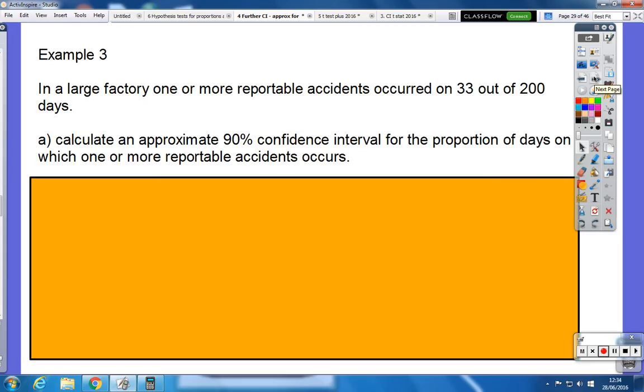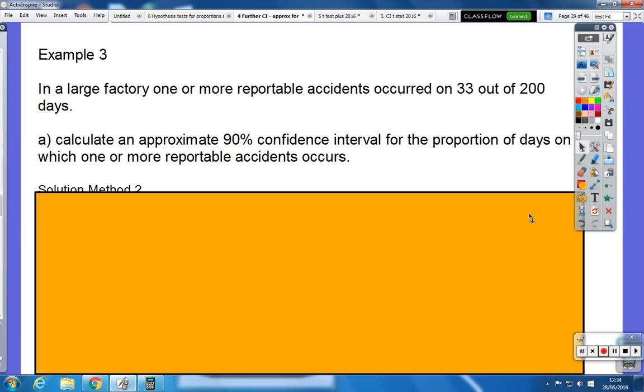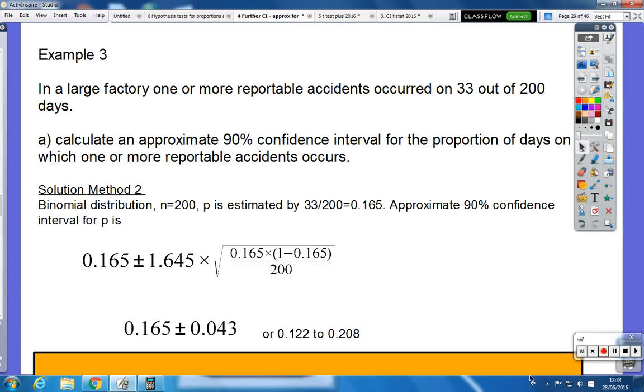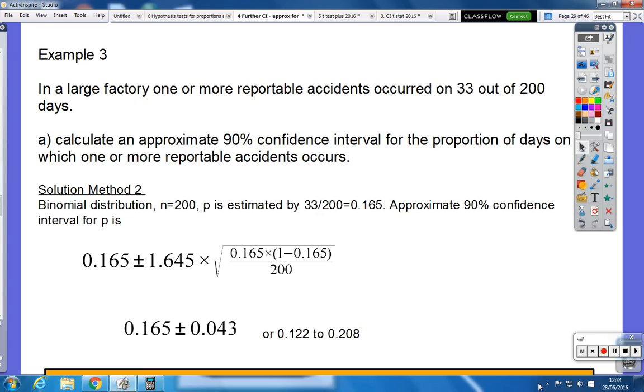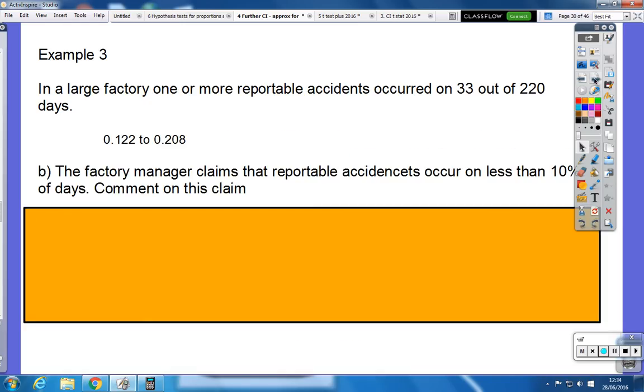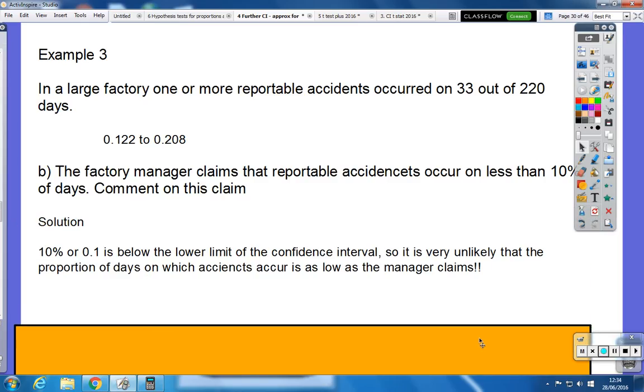Calculate 90%. This is doing it in the second method, which is the second formula, where you do the proportion, so that's 33 over 200, and then it's the observed p, 1 minus the observed p, all over 200, and that's all square rooted from that point. You decide. And then accidents occur less than 10%. Well, 10% is smaller than your range, so obviously that's the answer for that one.